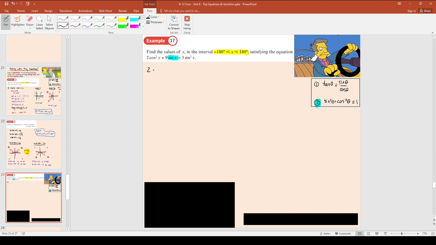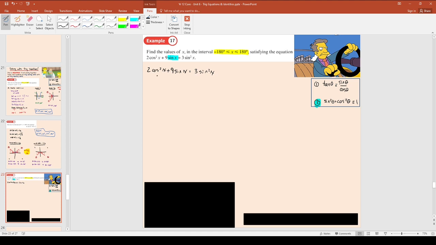To start off with, I'm going to rewrite it. 2 cos squared x plus 9 sine x equals 3 sine squared x. Okay, if you think you know what to do, pause the video, go, and solve it all. If you don't know, here we go. What I'm going to do is get rid of the cosines. So let's get rid of all the cosines, my buddies.